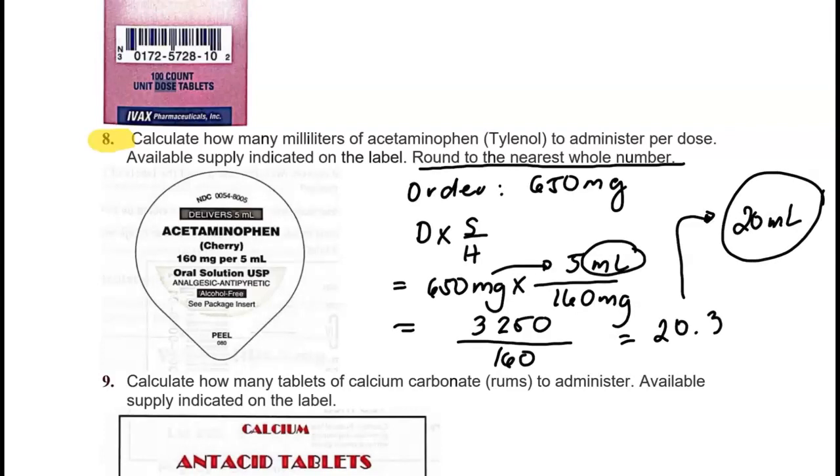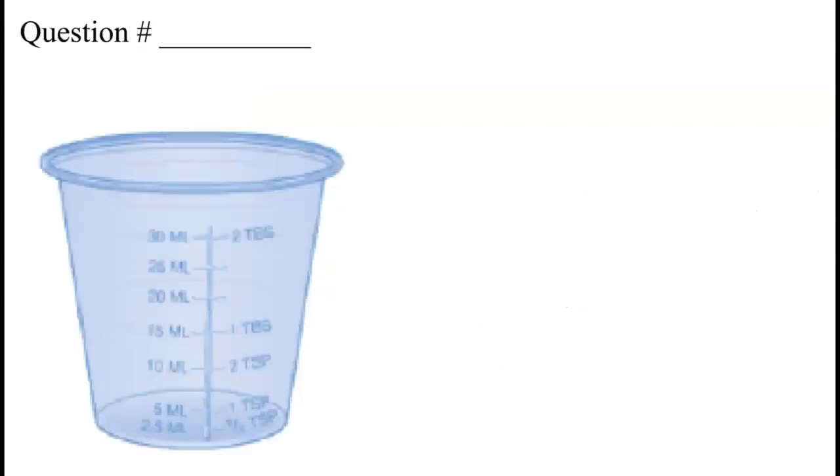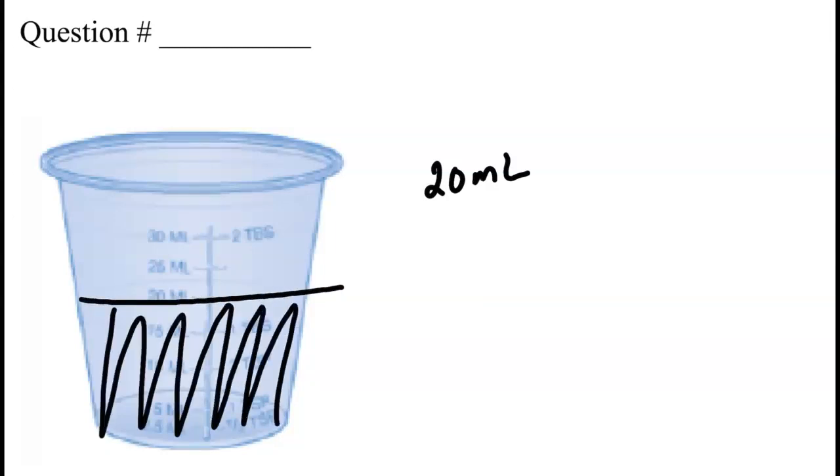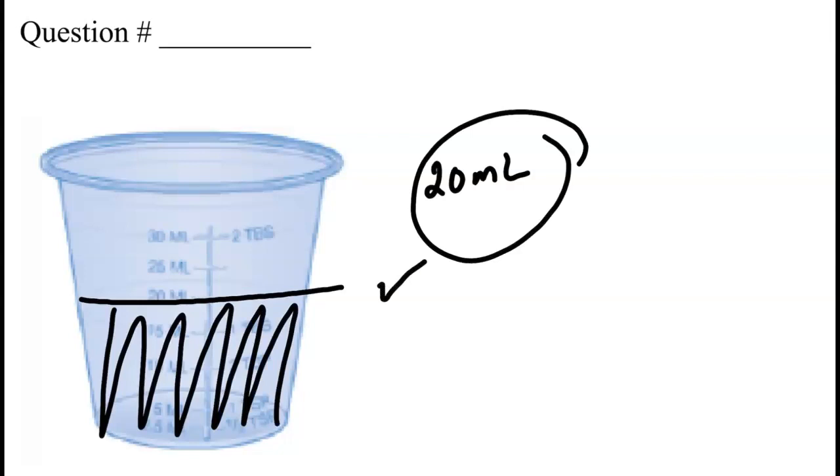Now we have to mark the cup, right? Because this is a PO medication and this is the equipment that we have for PO. So we need 20 ml, and this is pretty straightforward. Find the 20 ml mark and you mark it and you shade it. All right, that's it, you guys.